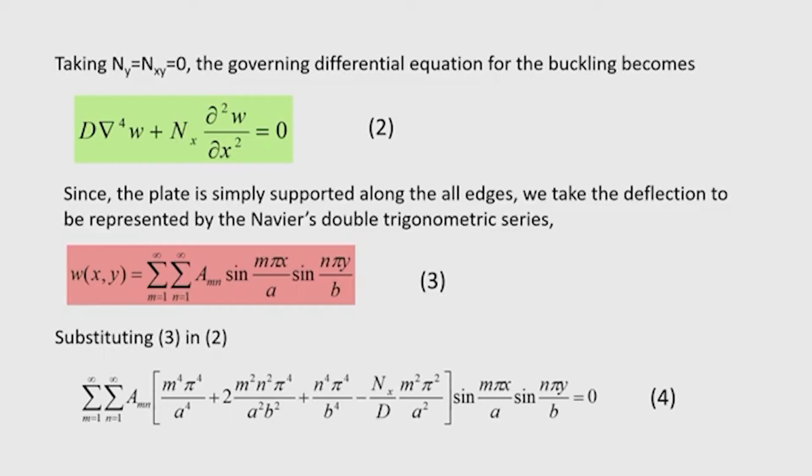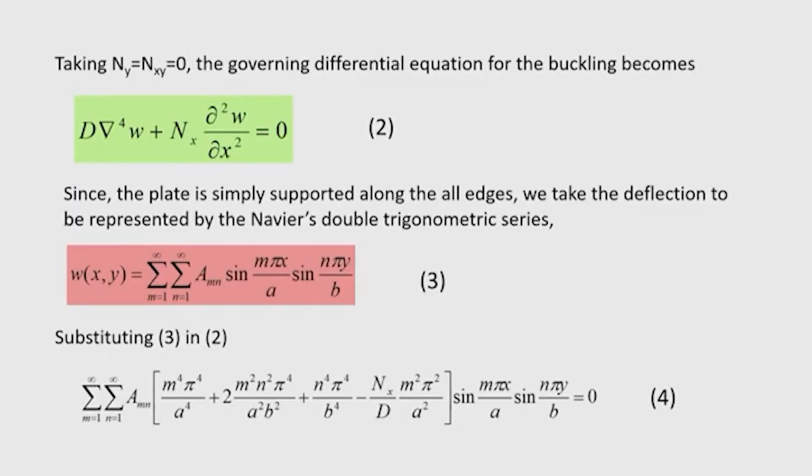This equation is a summation of different terms, and ultimately this sum renders to be a 0 quantity. Okay. So, that means if I take say m is equal to 1, n is equal to 1, then I will get a 1 1 into pi to the power 4 by a to the power 4 plus 2 pi to the power 4 by a square b square plus pi to the power 4 by b to the power 4 minus n x by d pi square by a square multiplied by sin pi x into sin pi y, that is the a 1 1.